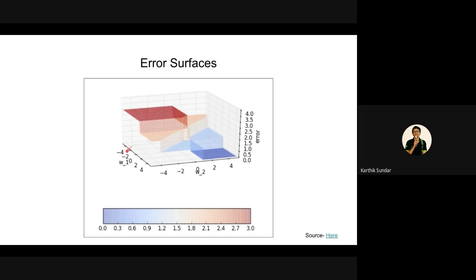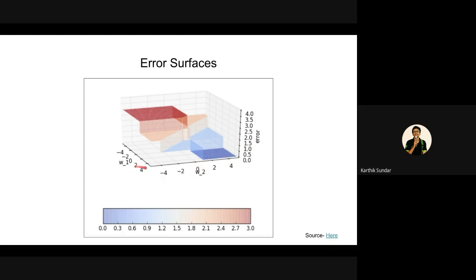For whatever W1, W2 values fall in this region, the error is going to be high, and for whatever W1, W2 values fall in here, the error is going to be medium, and this particular region is our ideal region. For all W1, W2 pairs here, the error is minimum. The error scale is shown below: blue means low error and red means high error. As you can see here, this is the blue region.